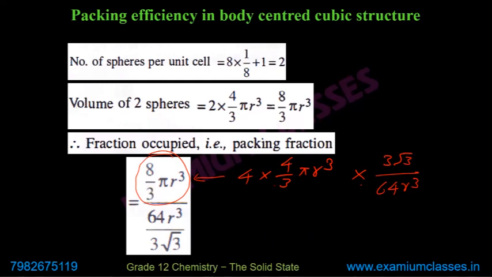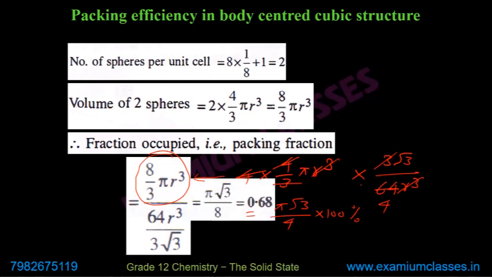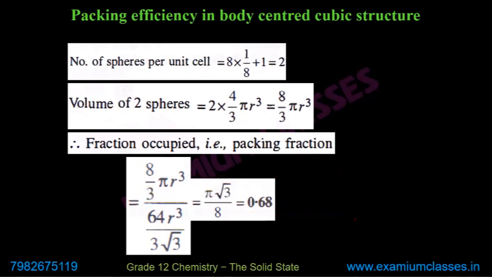Okay. 3 got cancelled. Okay, 4 4 are 16, 4 are 64. R cube got cancelled, means pi root 3 by 4 into 100. So when you solve it, you get 4. Why is it coming? Just let me check. Where is the calculation mistake?